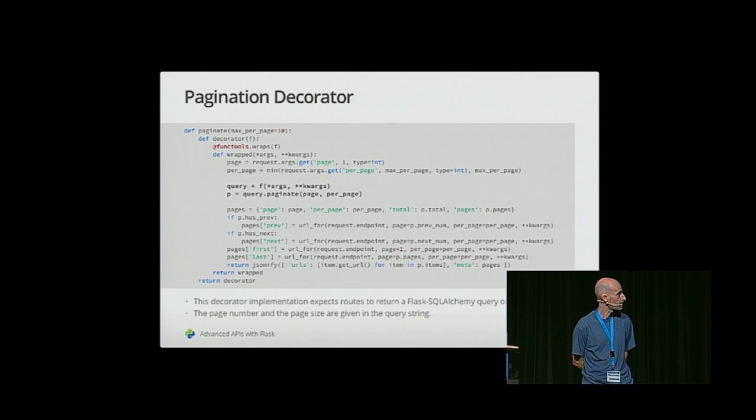Below the paginate call is where I build that meta dictionary with all the links. And I'm using url_for to build all the links. I mean, it's a few lines of code, but there's really no rocket science there. I just build a dictionary, and then at the bottom I return the JSONified version of that dictionary with the two keys, the URLs and the meta.